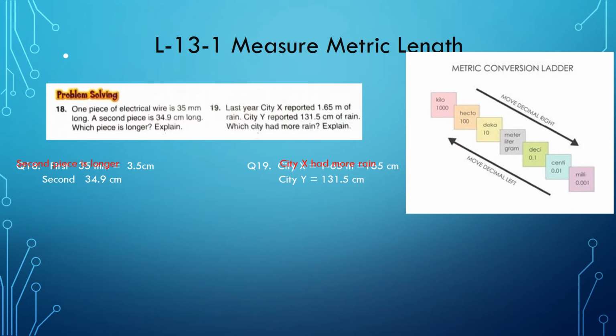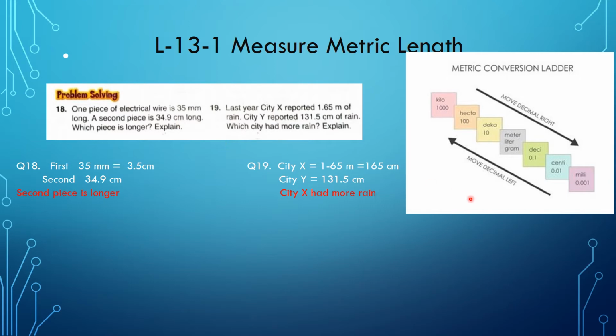Now you can see in the question number 18 and 19. In this one, a piece of electric wire is 35 mm long. The second piece is 34.9 centimeter long. Which piece is longer? Then again you can see here is centimeter and millimeter. You cannot compare.